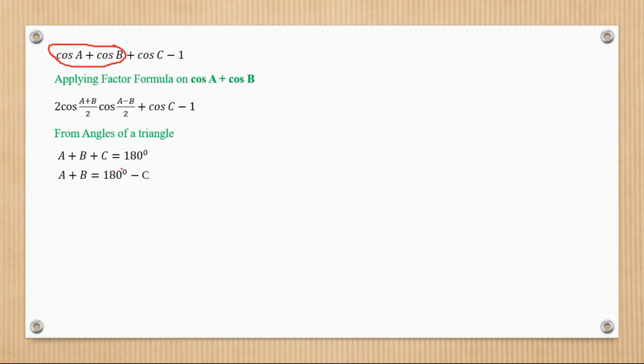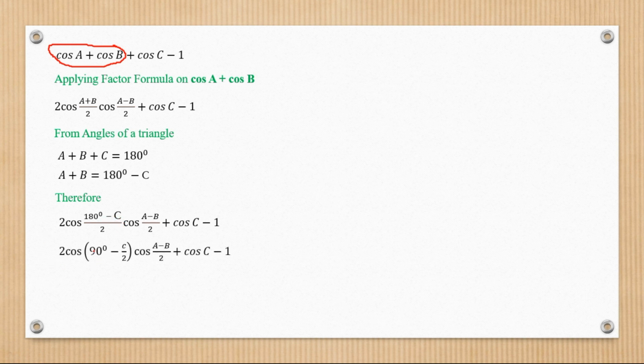We're going to substitute this value back there. Therefore we have 2 cos of 180 degrees minus C over 2, cos A minus B over 2, plus cos C minus 1. The 2 is going to divide both of these to bring out individual fractions. Here we'll have 180 divided by 2 is 90, and here we'll have C over 2. So that's what we end up having.